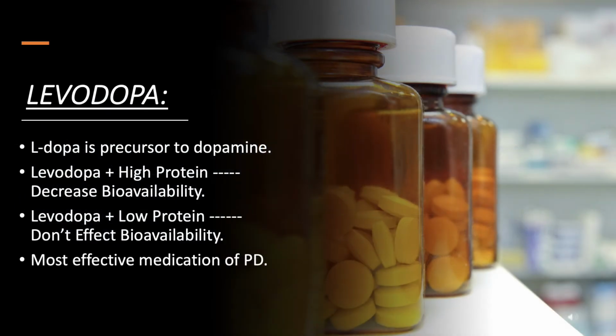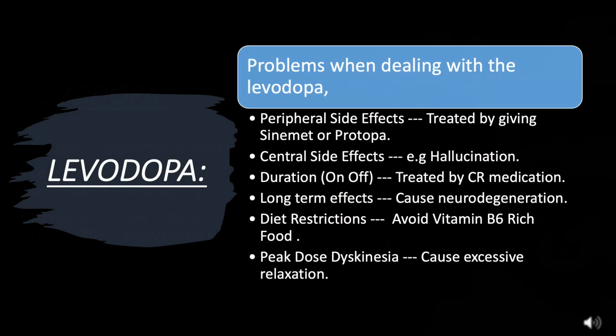Levodopa. L-DOPA is a precursor to dopamine. Levodopa with high protein decreases bioavailability. Levodopa with low protein doesn't affect bioavailability. It is the most effective medication for Parkinson's disease. Problems when dealing with levodopa.